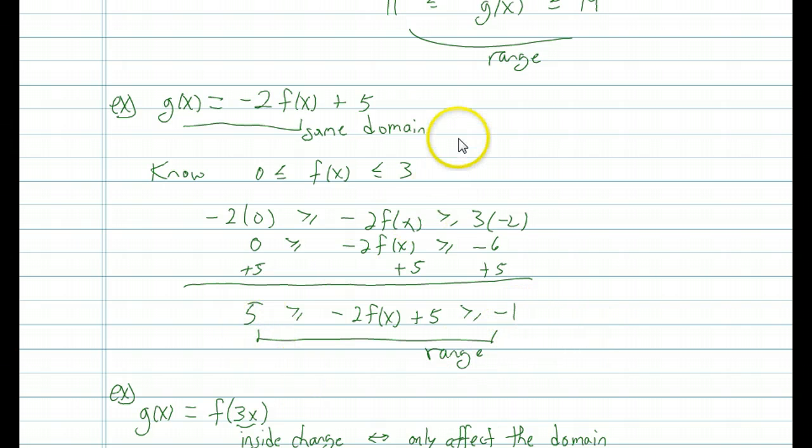Let's remember what this transformation does here. There's a couple of stages. Multiplying it by 2 stretches the graph vertically by a factor of 2. The negative reflects it over the x-axis. Adding 5 shifts the graph up 5 units.